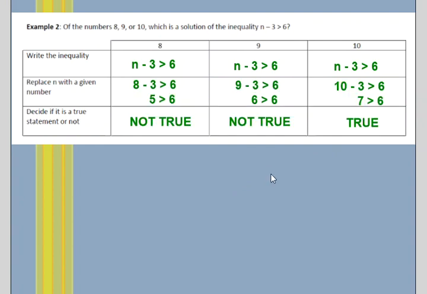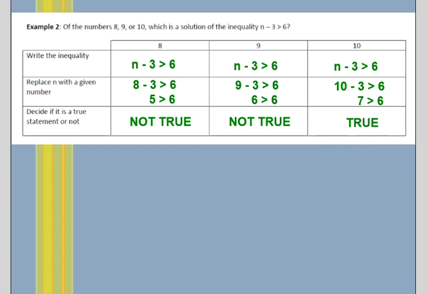All right, hopefully you've given these a good effort, but you can see that when we substituted 8 in there, it is not true because 8 minus 3 is 5, and that is not greater than 6. Same thing when we plug in 9 for n. 9 minus 3 is 6, and that is not greater than 6, so it's not true. The last one, though, 10 worked. 10 minus 3 is 7. That is greater than 6. So we would say 10 is part of our solution set. It made the inequality true. So that was the only one of these three that was true.